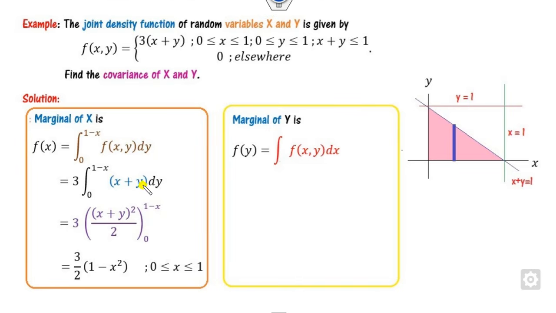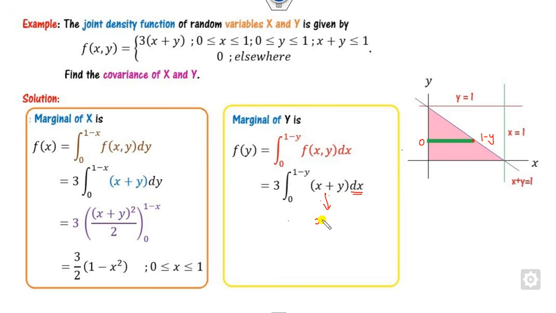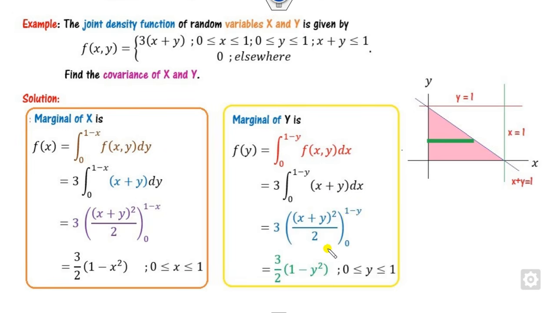You can integrate them, because in this case x is a constant. You can integrate like this: xy plus y square upon 2 over 0 to 1 minus x, or you can integrate it like this, since x is a constant, as a whole square by 2. After substituting, you will get here. Similarly for this, you take this is 0, this is 1 minus y over this line. Now this is with respect to x, so you can take x square by 2 plus xy from the limit 0 to 1 minus y, or since y is a constant, it's x plus y whole square and so on.